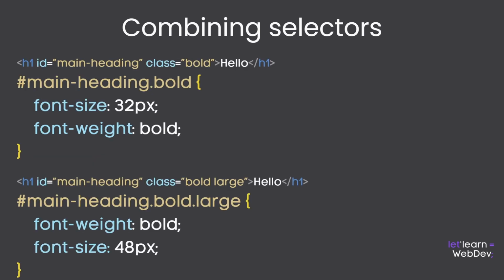Here's another example, chaining an ID and a class selector. Note that the element must have both the ID and the class name for this style to apply. The bottom example shows how we can chain an ID with two class names.